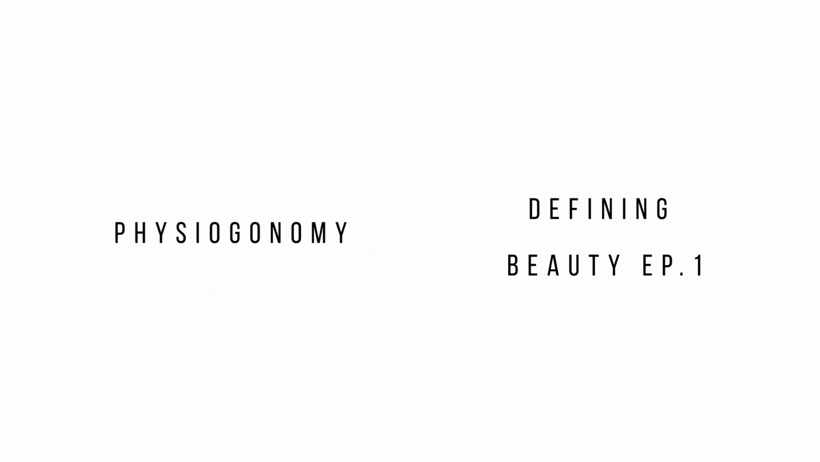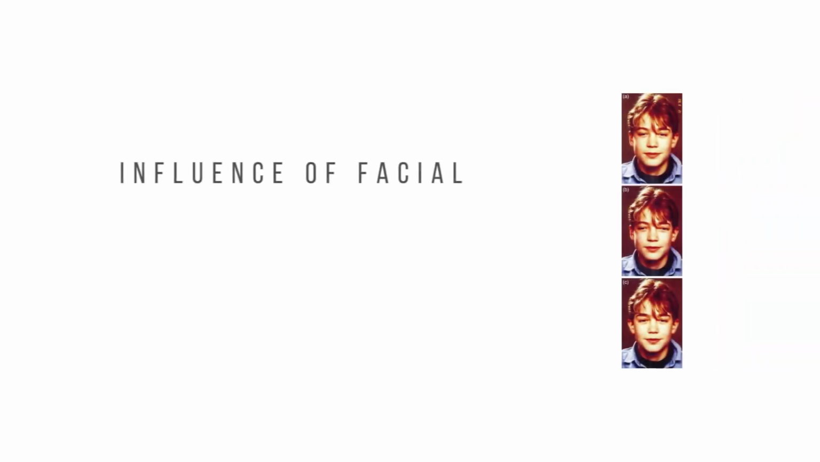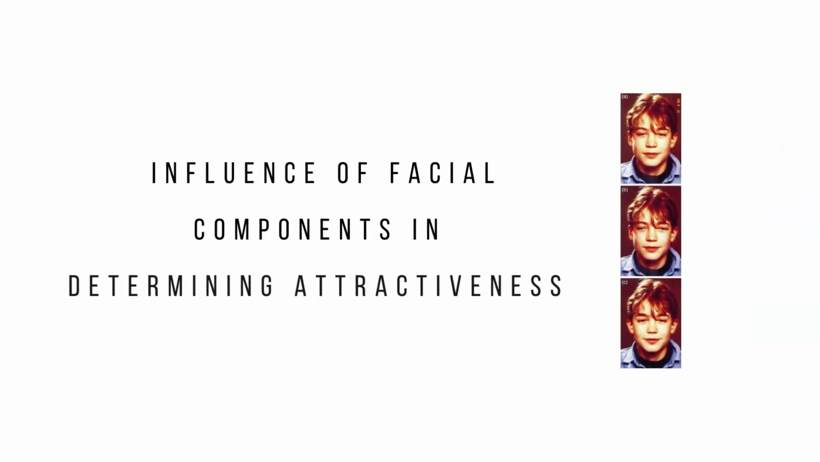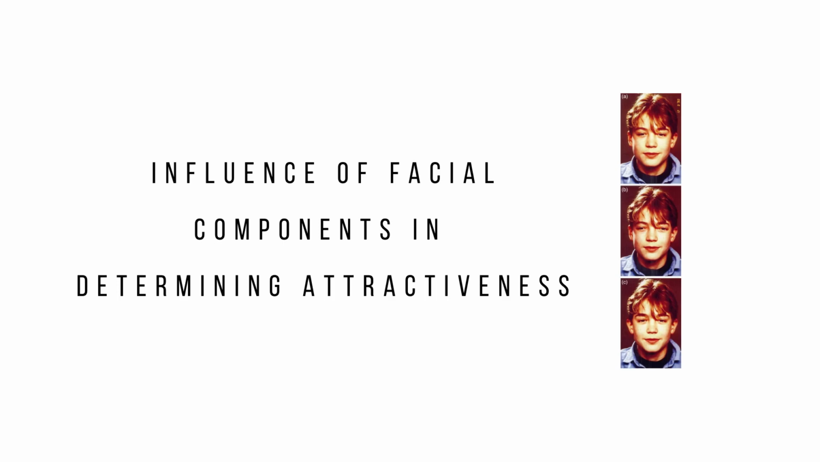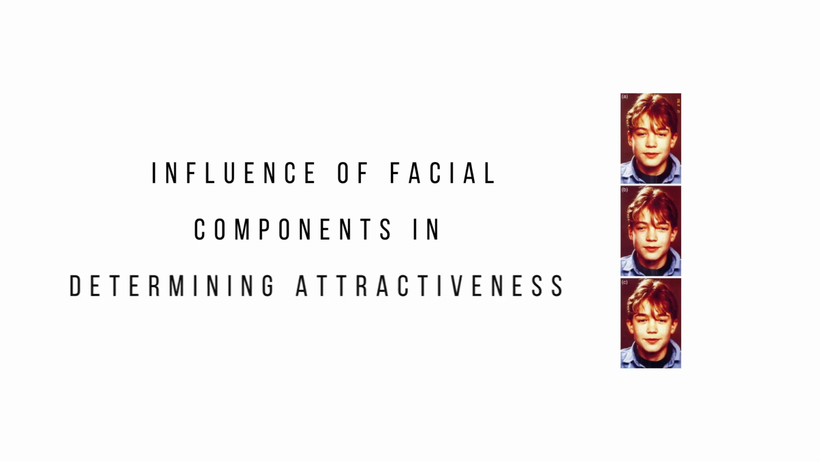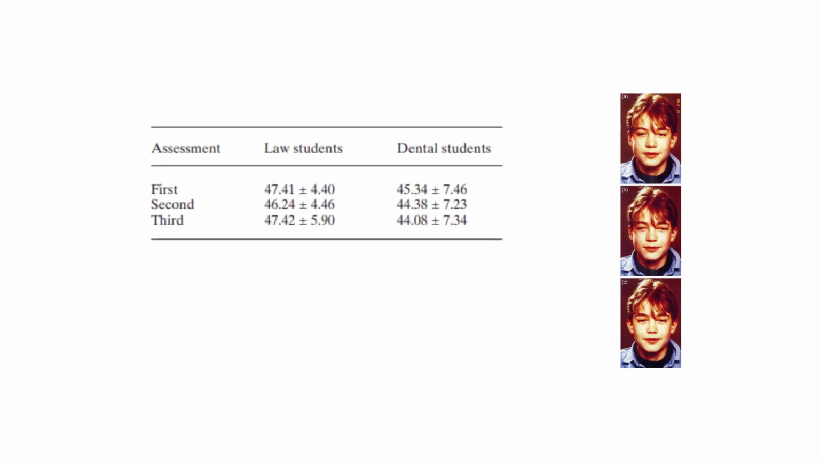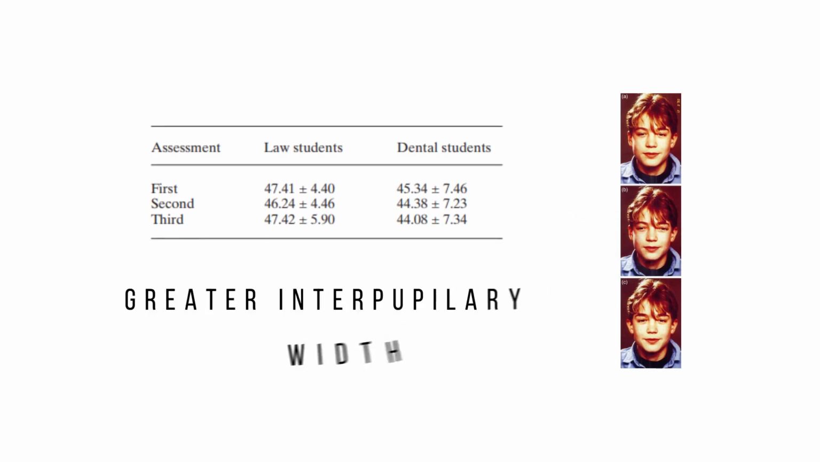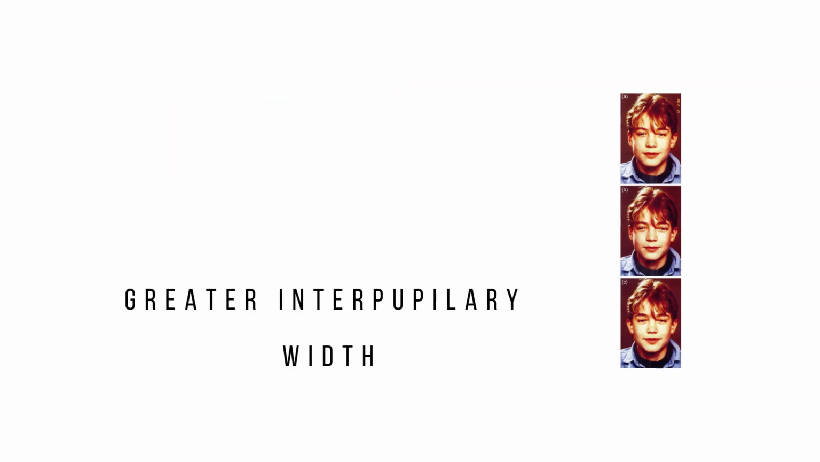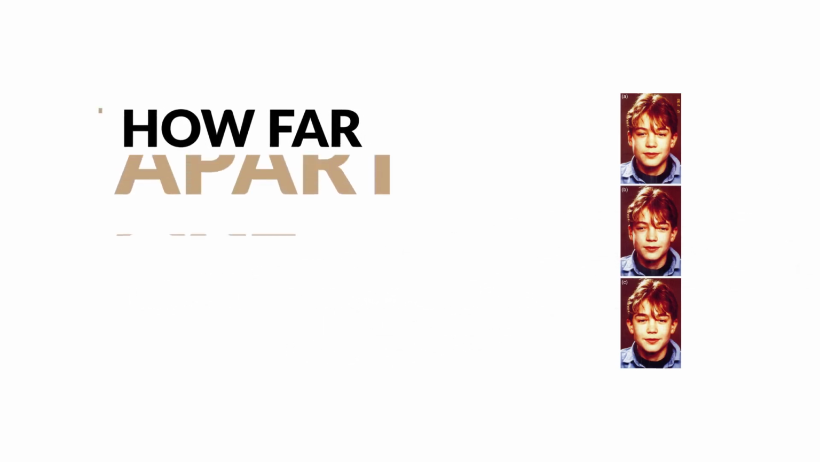In the last video, I opened with a scientific paper on the influence of facial components in determining attractiveness. From what I gathered in the comments, the majority of you chose A or C as expected from the experiment's own results. B was determined less attractive because it had a greater interpupillary width between the two eyes. This led us to our first aspect of a good eye area: how far apart are the eyes?